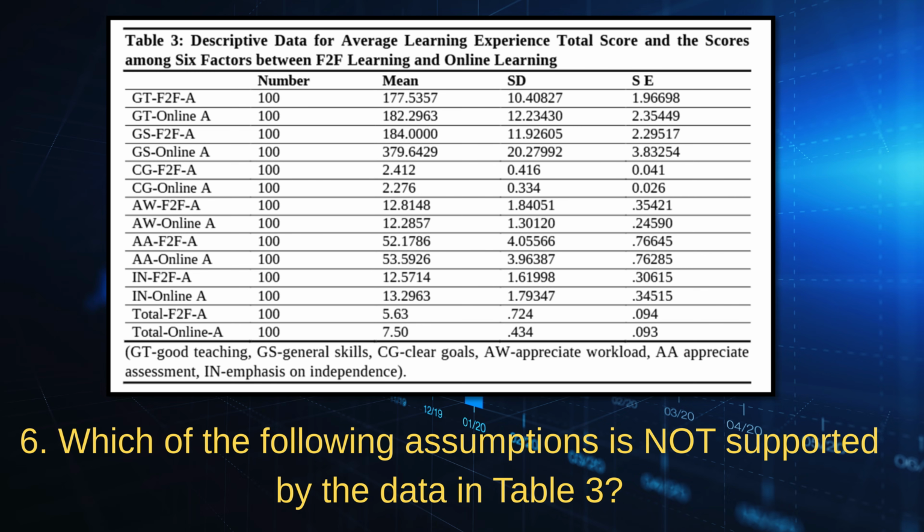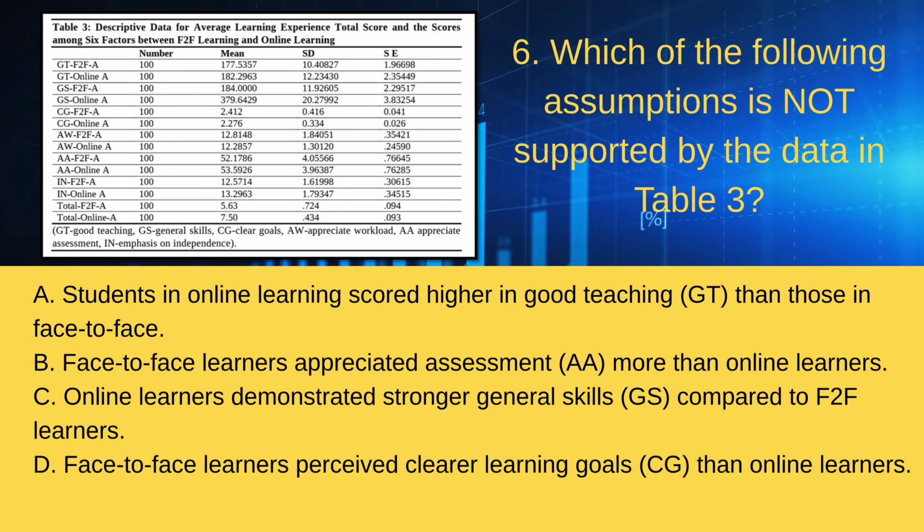Which of the following assumptions is not supported by the data in Table 3? A. Students in online learning scored higher in good teaching, GT, than those in face-to-face. B. Face-to-face learners appreciated assessment, AA, more than online learners. C. Online learners demonstrated stronger general skills, GS, compared to F2F learners. D. Face-to-face learners perceived clearer learning goals, CG, than online learners.